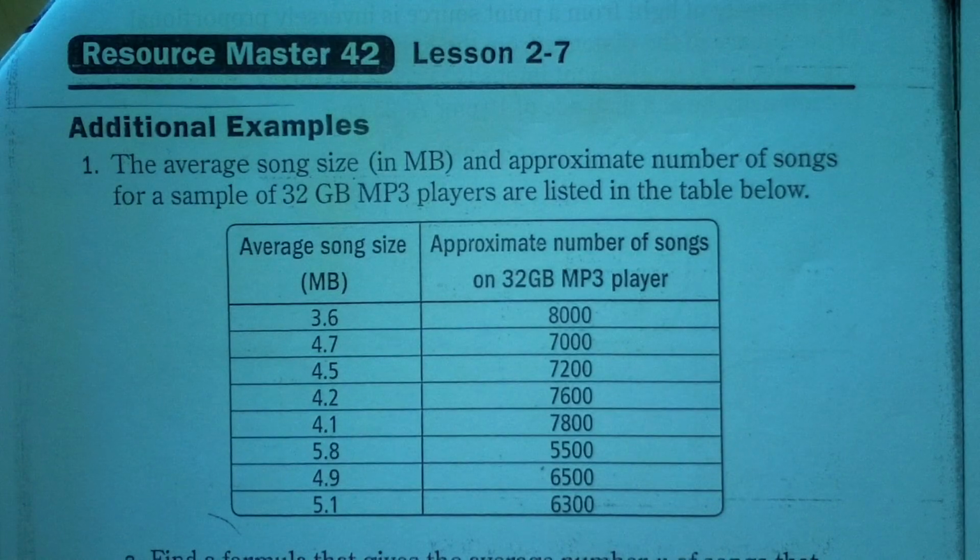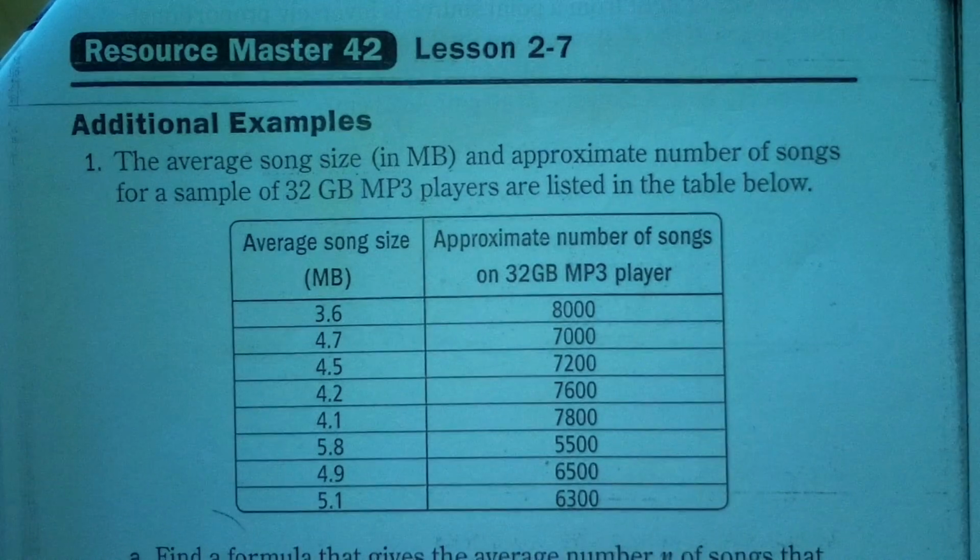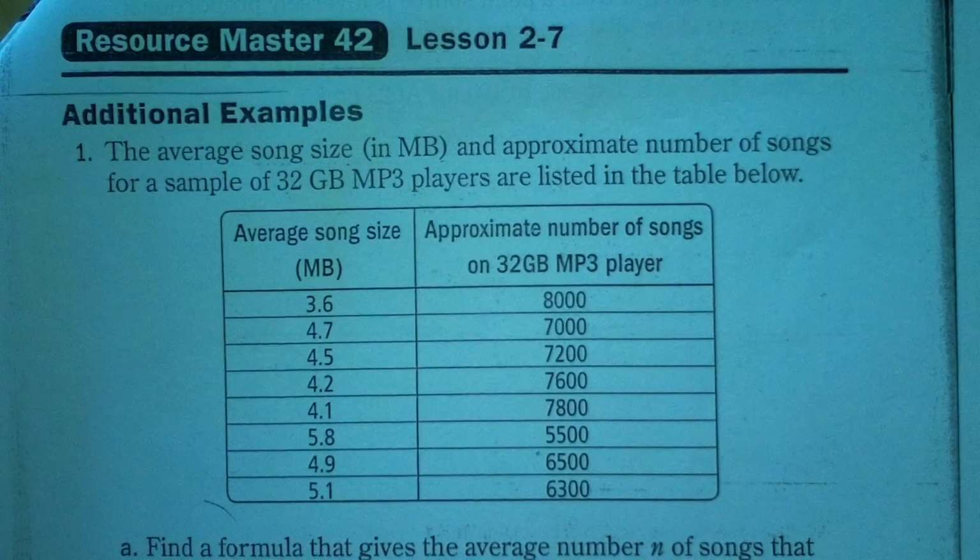So it says the average song size in, I assume that's megabytes, and approximate number of songs for a sample of 32 gigabyte, I assume, MP3 player. Do you guys even know what MP3 players are? Okay. Makes me feel old if you don't know what they are. They're listed in the table below. And then they've got your average song sizes there, and then the approximate number of songs on that MP3 player.